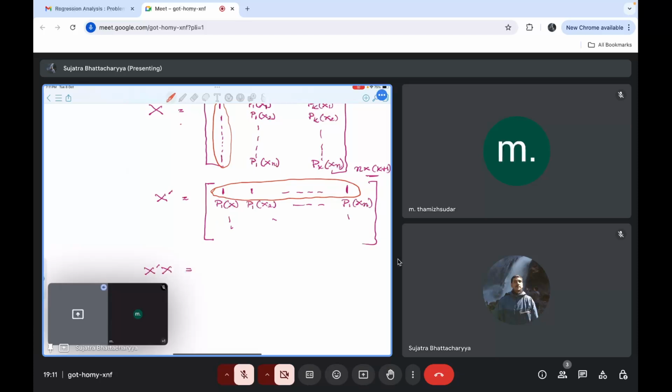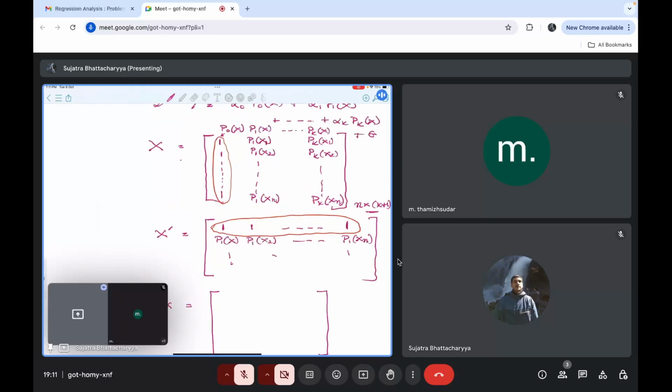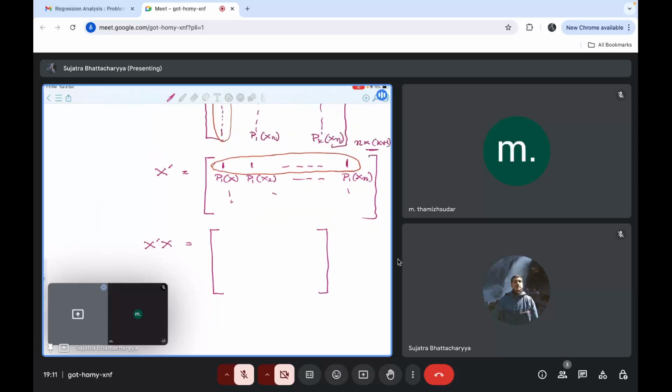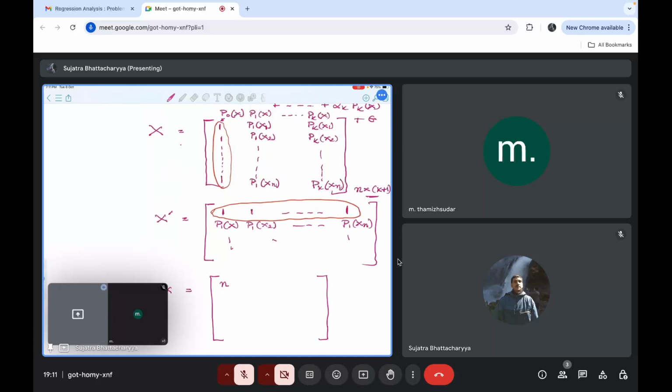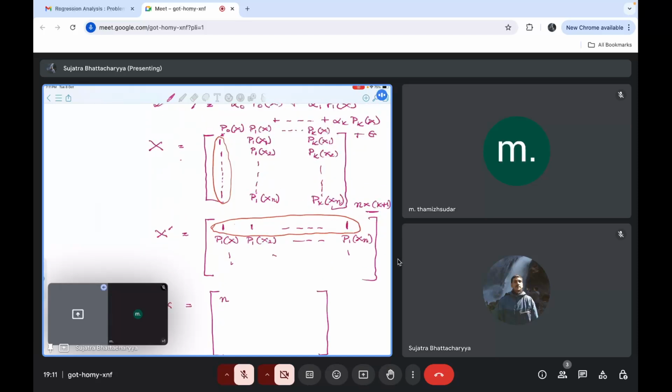So if you now write here this X prime X, so 1 into 1, this row is multiplied by this. So what will it be? It will be n. Just the addition of these two, multiplication and addition. So it will be n, correct? Now, this particular row is multiplied by the second column, correct? Because the next element of X prime X will be that.